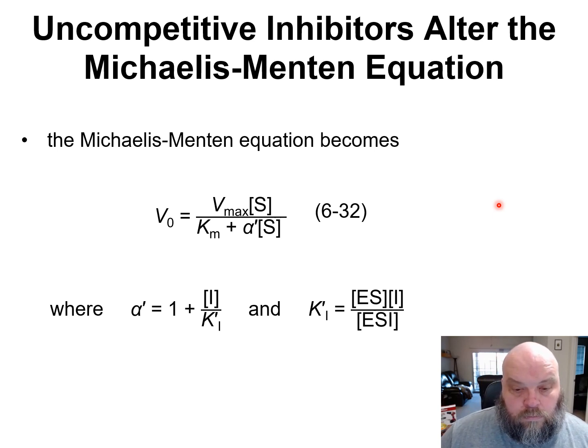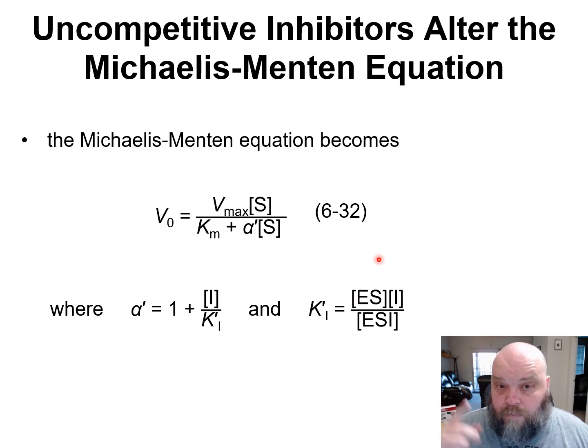Okay, well, what does this look like? Well, instead of V naught equals Vmax times S divided by alpha Km plus S, here with uncompetitive, the alpha, now alpha prime because it's an uncompetitive inhibitor, is now going to be multiplied times the S, the concentration of S. Alpha prime equals ES times I divided by the ESI, instead of the E times the S that we saw before with competitive.